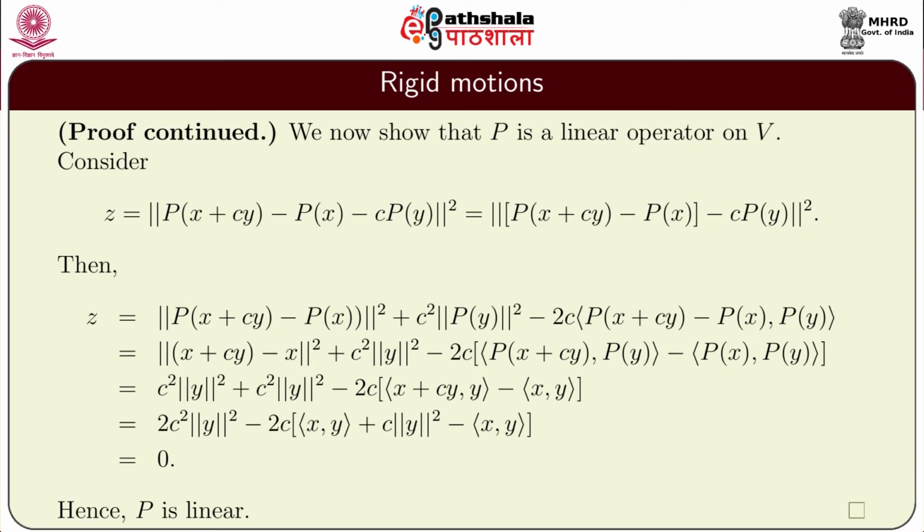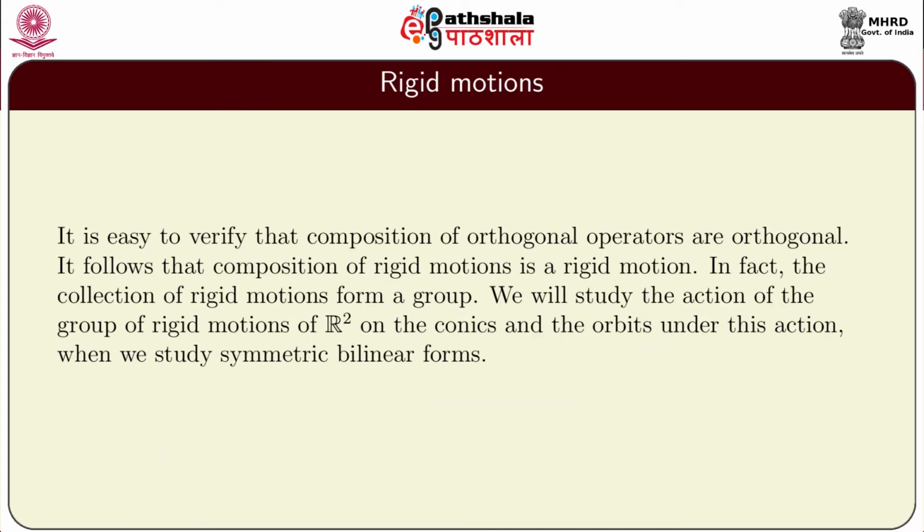This proves the theorem. It is easy to verify that composition of orthogonal operators are orthogonal. It follows that composition of rigid motions is a rigid motion. In fact, the collection of rigid motions form a group. We will study the action of the group of rigid motions of R2 on the conics and the orbits under this action when we study symmetric bilinear forms.